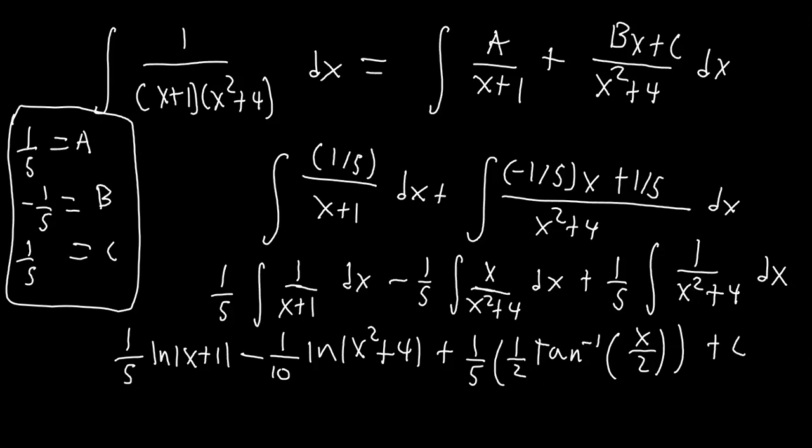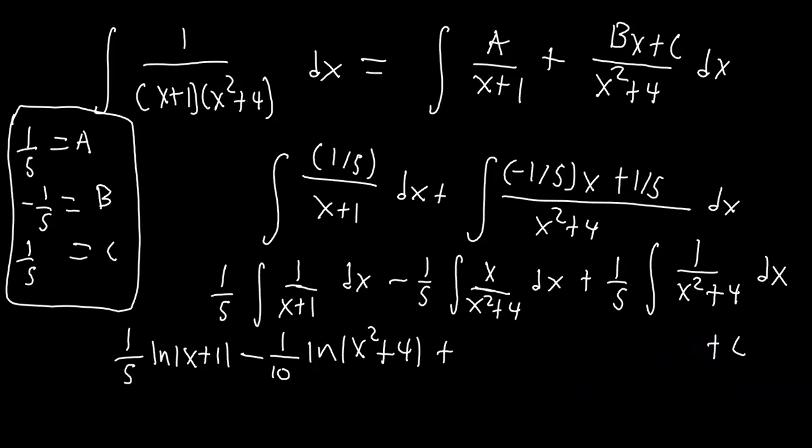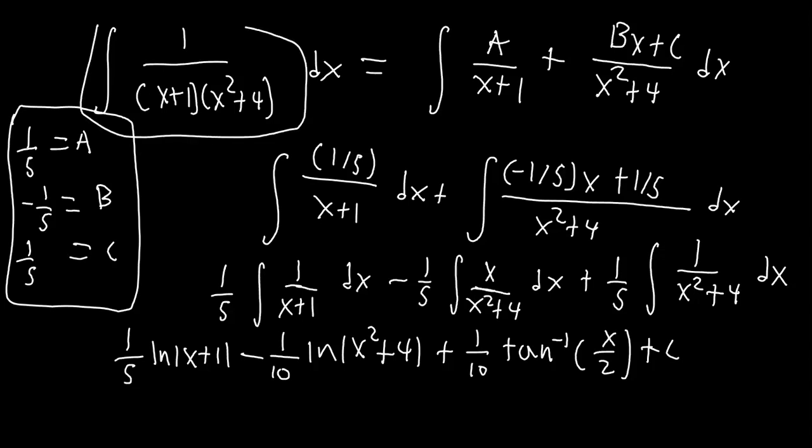And then we can just simplify this. So when we simplify 1/5 times 1/2, we're going to have 1/10. So 1/10 times the tangent inverse of x over 2, and let me just put the plus c over here. Okay, and that's our answer. Yeah, it's a big answer from this seemingly small integral right here.